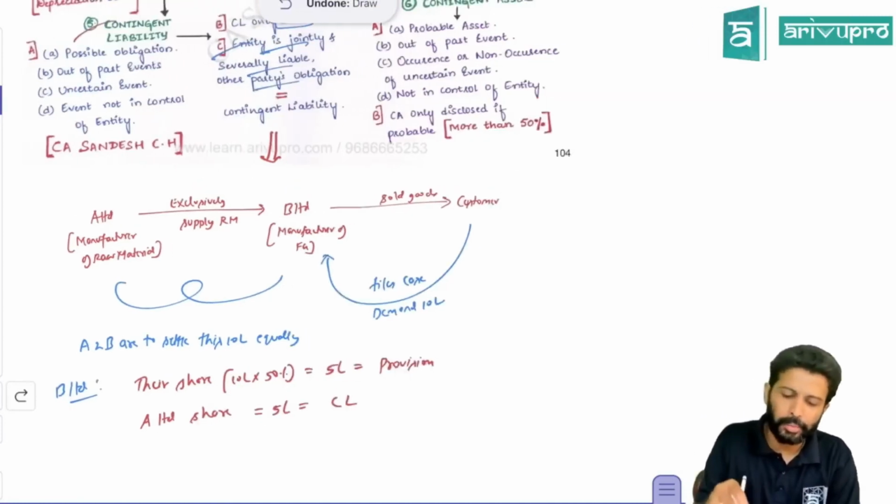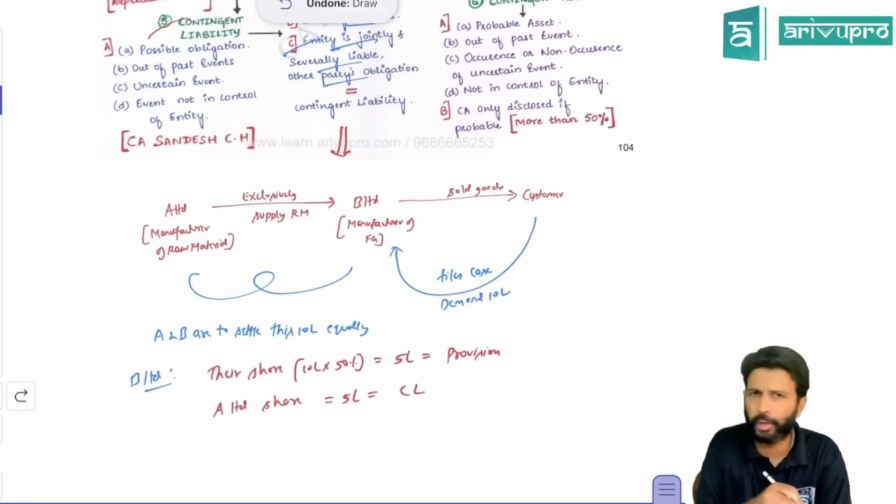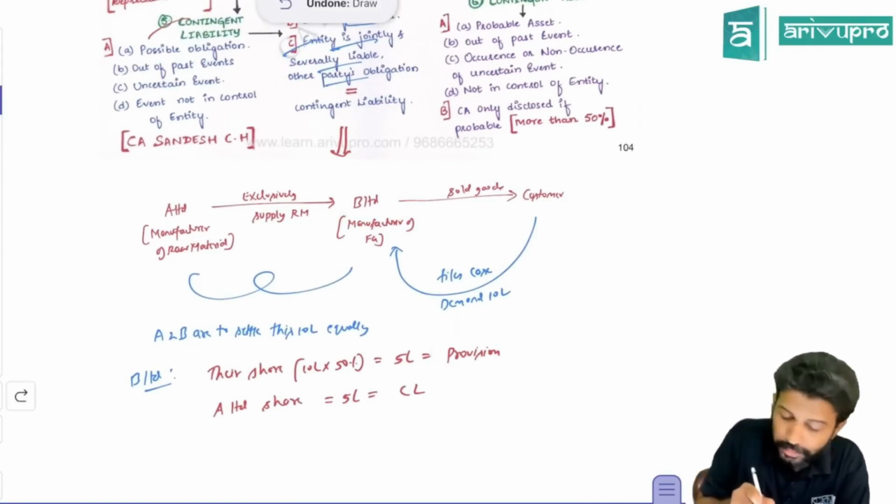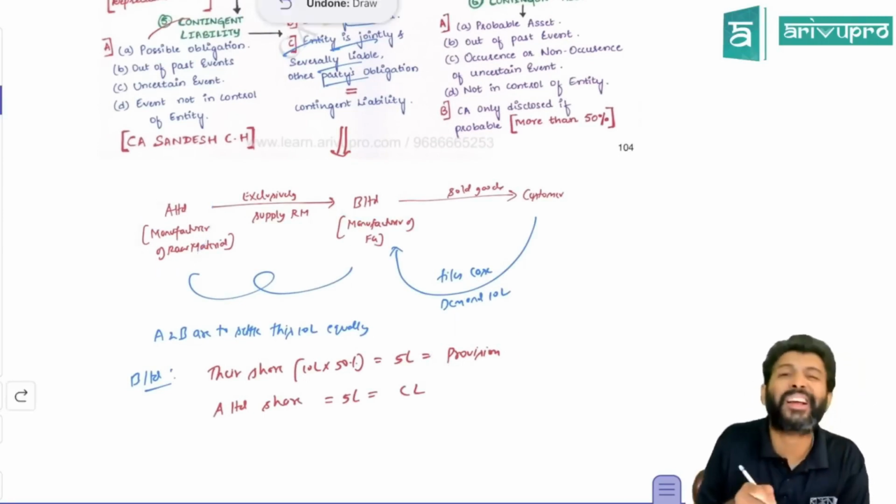So if the obligation is probable, let's say B Limited feels it is a probable obligation. That means they will book provision for 5 lakh. But we are not talking from this. What about A Limited? A Limited has to pay how much?